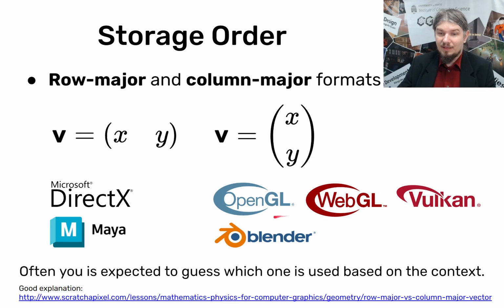This is standard in OpenGL, WebGL, Vulkan, and Blender, but row major format is also used, for example, in DirectX and Maya. And very often, when you're working with different libraries and technologies, you are expected to guess or know or find out which format is used based on the context you're working in.